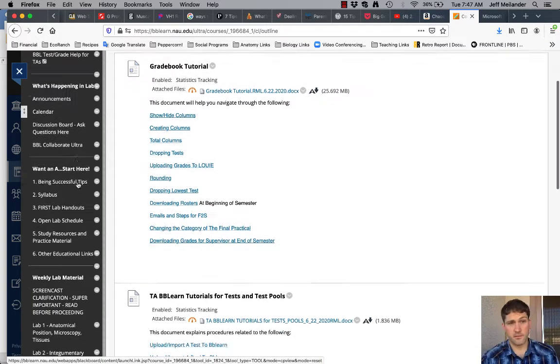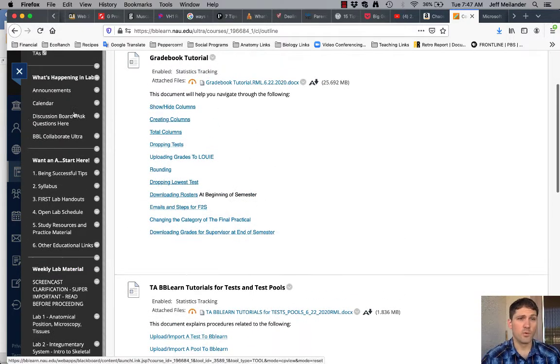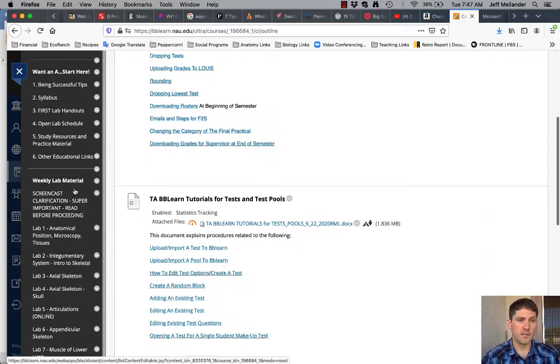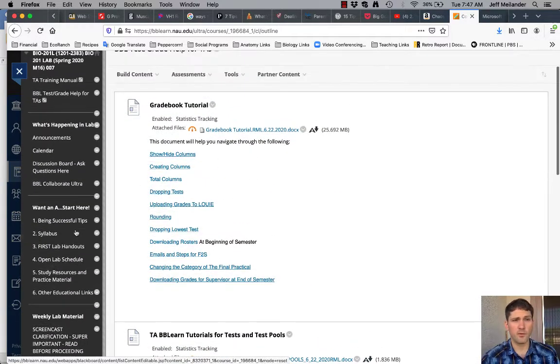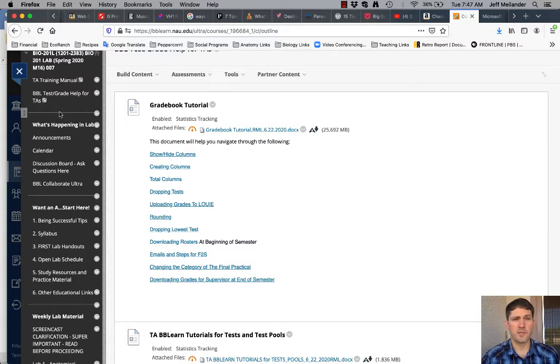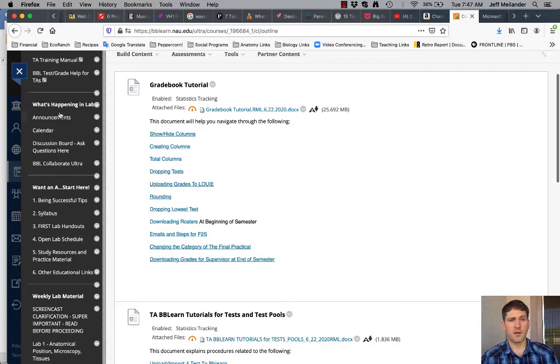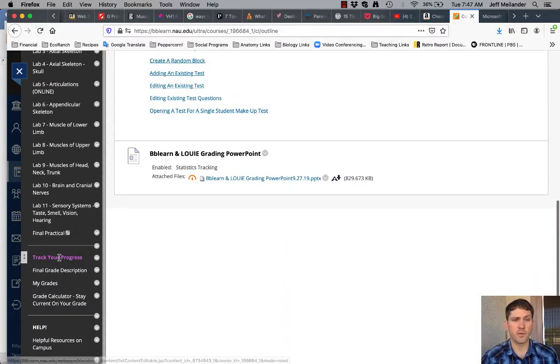Some of your students are going to look at this and be like, oh my God, what is all of this stuff, right? So we've got what's happening in lab, 1NA start here, weekly lab material, massive, and then track your progress. The reason I set it up this way was because I felt like having a bunch of folders, less content area on the left and a bunch of folders, kind of buries everything. And so I wanted students to be able to see their resources fairly easily, like a table of contents, and then they can kind of scroll through here a little bit quicker.